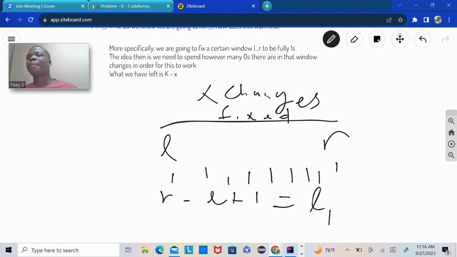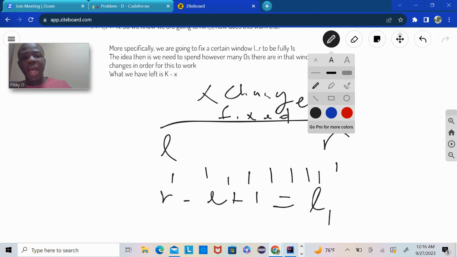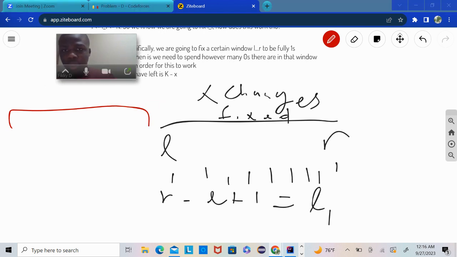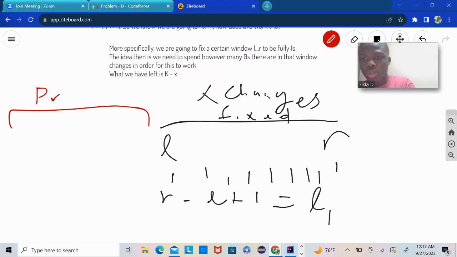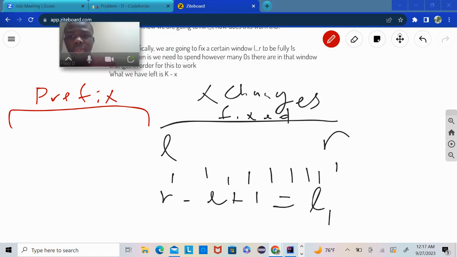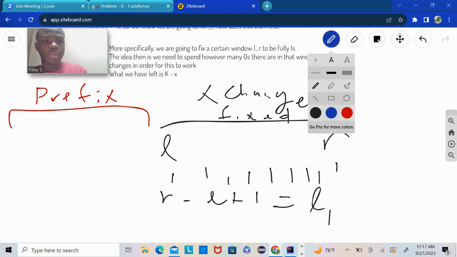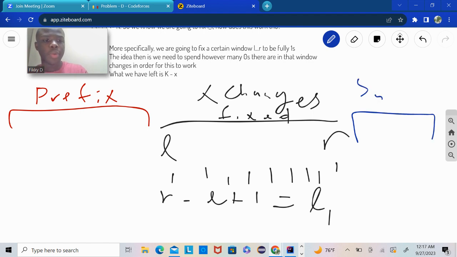So now what do we have left to do? We're trying to maximize. So now we need to regather and think about what we're trying to do. What we're trying to do now is we only want to look at the prefix here, because the middle part of the segment is already fixed. So there's no point of looking at that, right? So the only thing we want to worry about is this prefix here, and this suffix here. That's what we're going to worry about.